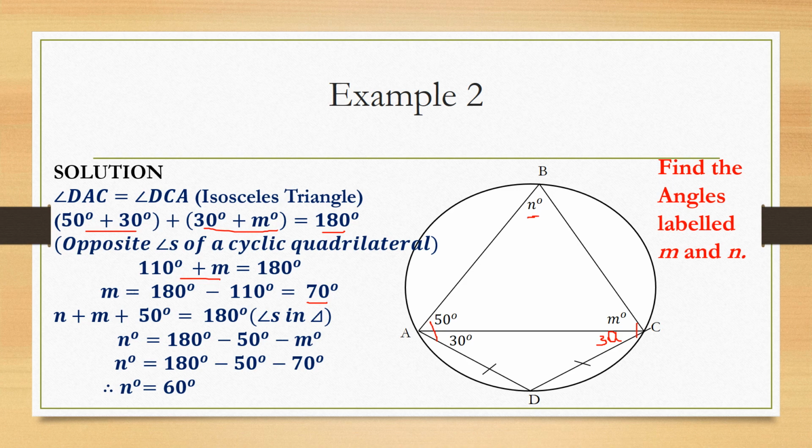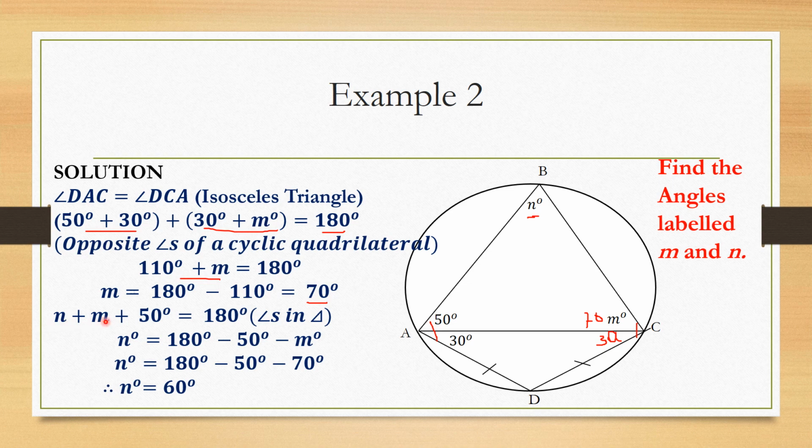Okay, so next is to find N. So for us to find N, let me get my pointer. So to find N, this is N. So what I will do is either I find D, then use the opposite angles of a cyclic quadrilateral, or I will work with the triangle ABC, which is what I did actually. I used triangle ABC. So knowing now that our M is 70 degrees, here is already 70 degrees. So let me write it out. So here is 70 degrees. I will use it to work this out. So this is what I did.